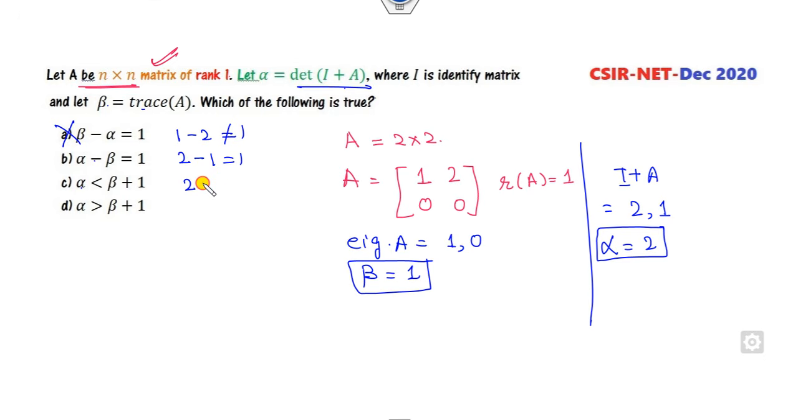Alpha 2 is less than 1 plus 1 is equality, it can't be less than, so it cancels out. Alpha is greater than 1 plus 1, again it's not satisfied. The only option left is B, which is the right answer. You can think that it's very simple if you think about any matrix which satisfies such kinds of properties.